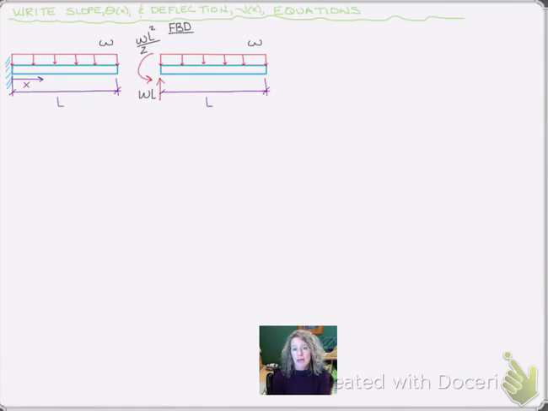And of course, along the way, because we're going to write these equations, we're going to end up finding the slope first. So you can see here we have a cantilevered beam fixed at the left side with just a uniformly distributed load W on it, and I've gone ahead and drawn the free body diagram and put the support reactions that are at the wall, so the moment and the vertical reaction.